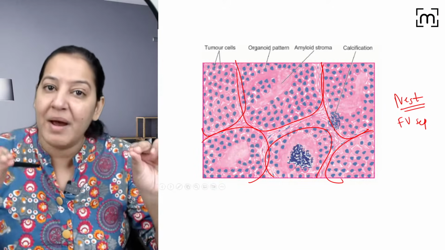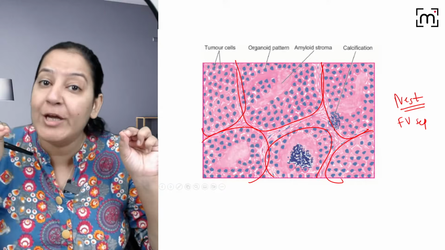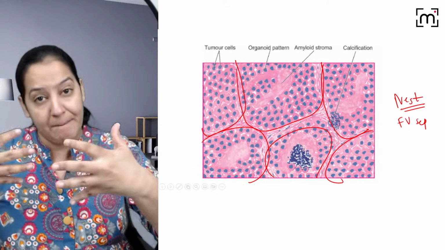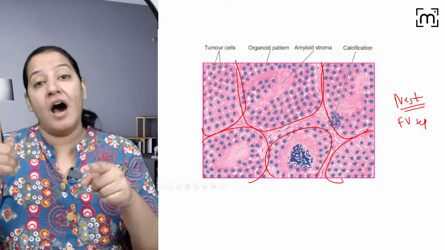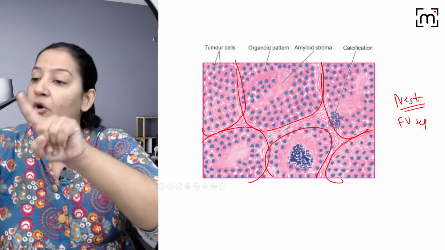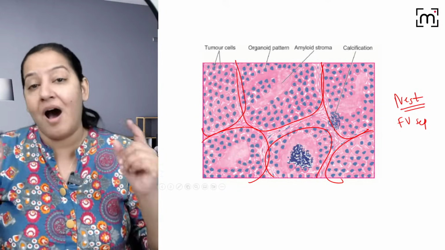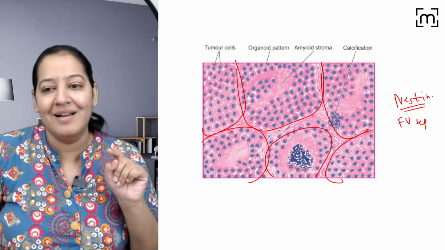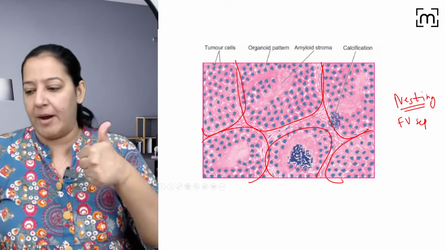So the arrangement of all tumors is peculiar. Concentrate on the arrangement. The arrangement in papillary was papillae with fibrovascular core. The arrangement in follicular was circular follicles of varying size. The arrangement in medullary is nesting pattern, which are separated from each other by fibrovascular septa.